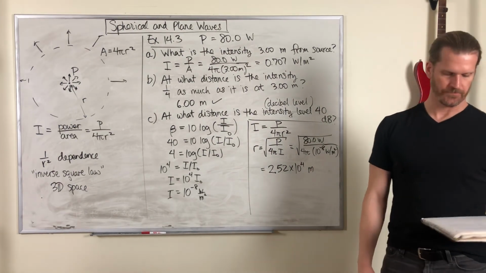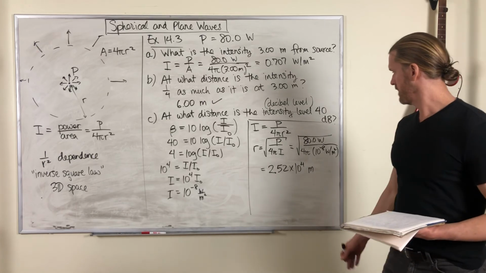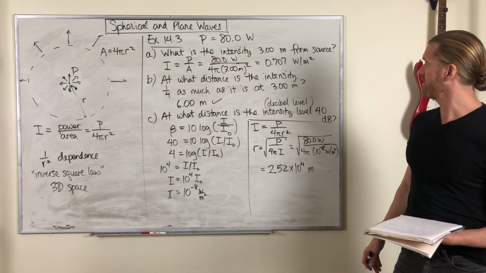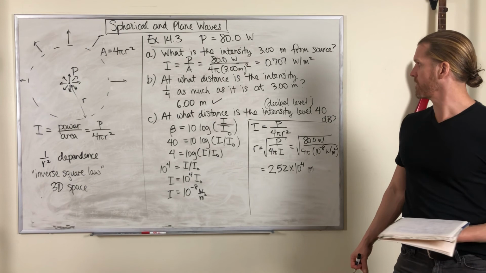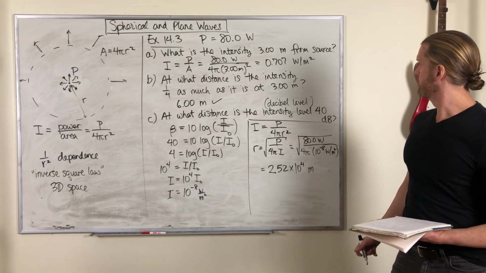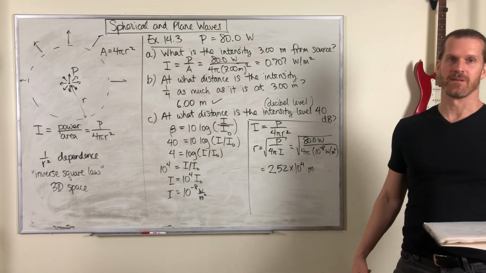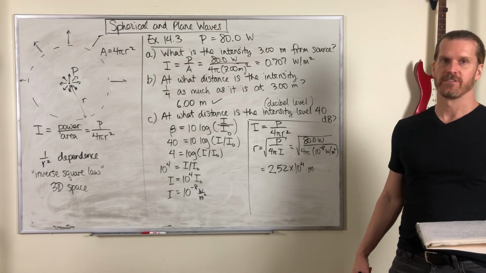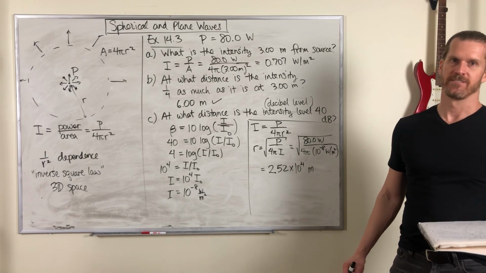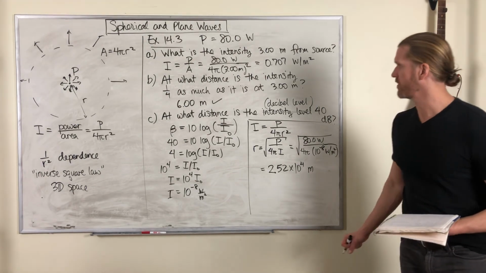meters. So you got to get kind of far away from that 80 watt sound source to reach a 40 decibel level, which is a little bit quieter than normal talking. It's a pretty faint sound.